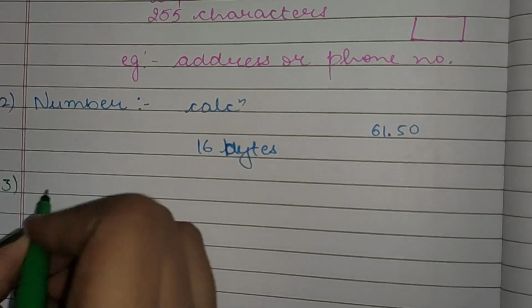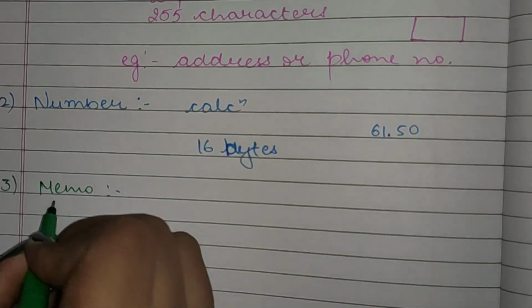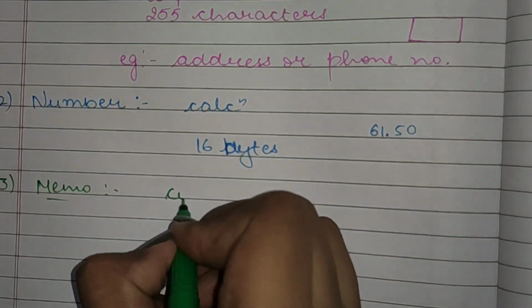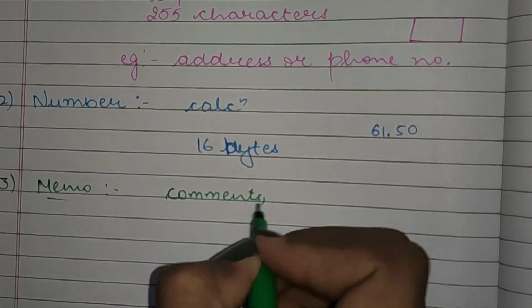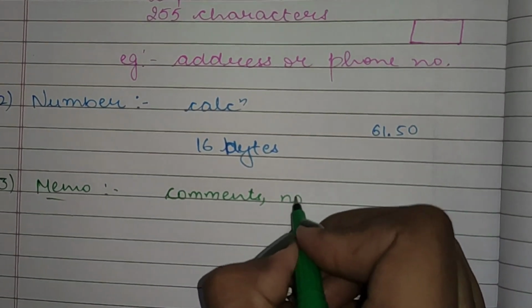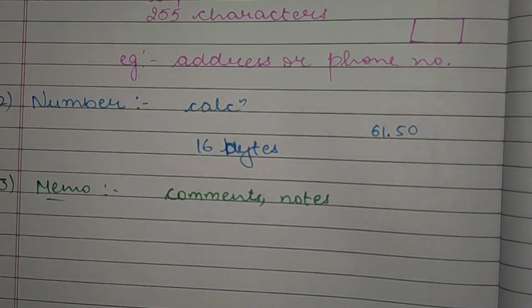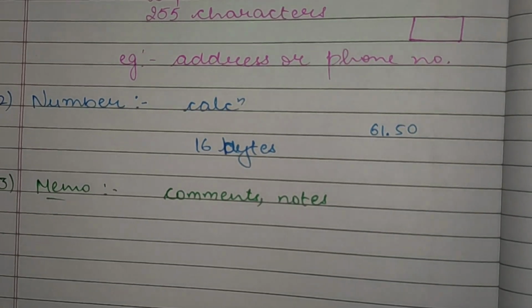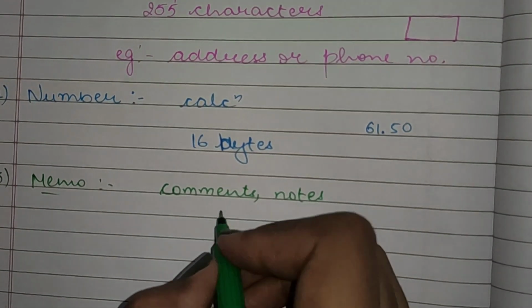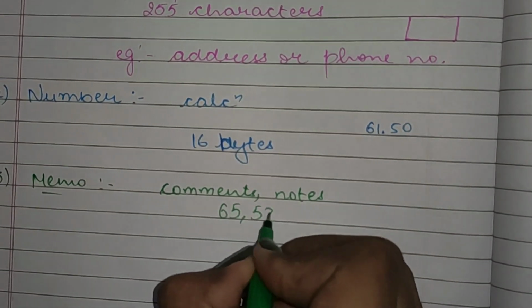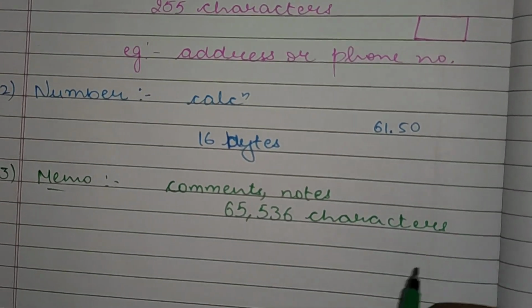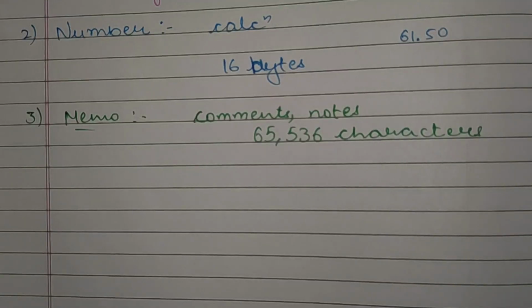Now third is memo data type. This is used to add some comments, to describe some notes. In short, when we want to describe something in a descriptive manner, then we use memo data type, and its limit is 65,536 characters. I hope you are clear up to now.